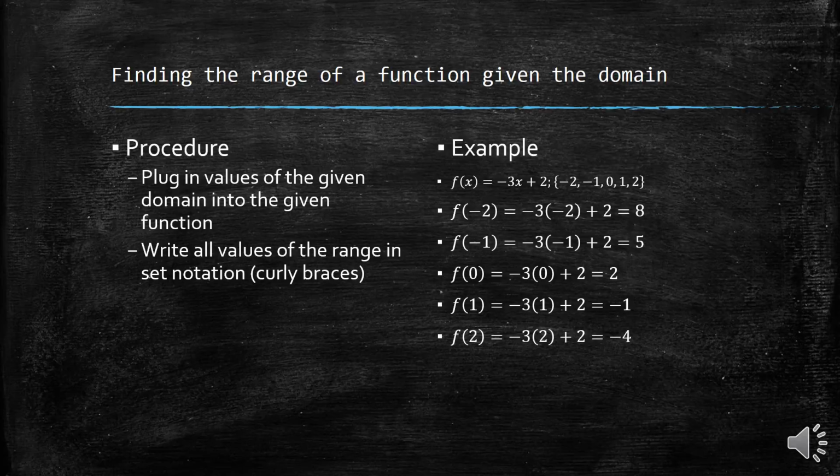So my final answer here is I want to put it in curly braces, and I want to go from least to greatest, saying that it's negative 4, negative 1, 2, 5, and 8. That is my range, all of my y values, or my f of x values.